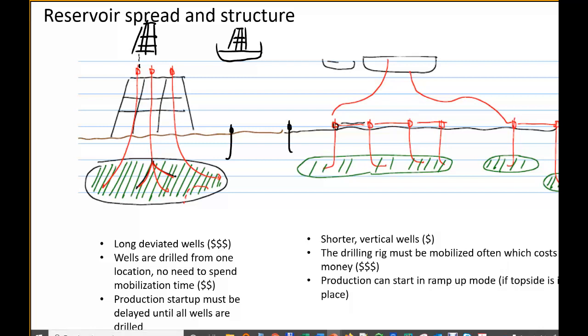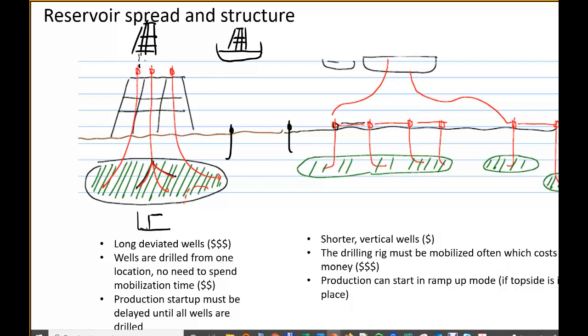Okay. However, production startup must be delayed usually until all wells are drilled, because of this safety issue. Because they're relatively close, you're working with the BOP, you're working with the drilling string, so you have a chance that you are going to knock some of the wells. So usually the startup of these fields looks like you don't get production, but then suddenly you get all the production.